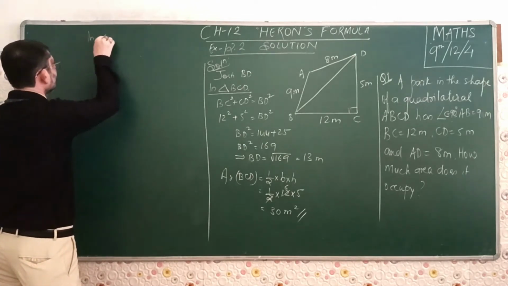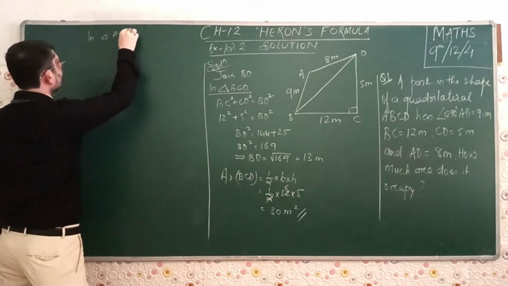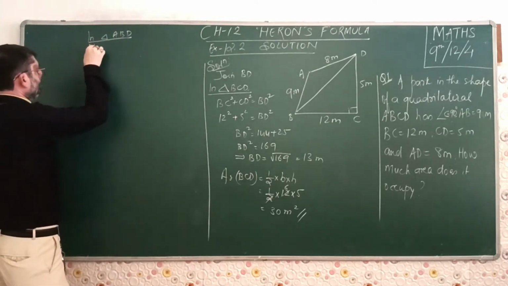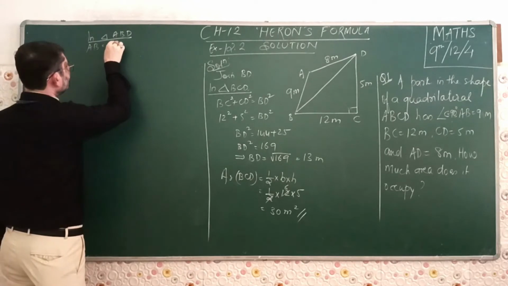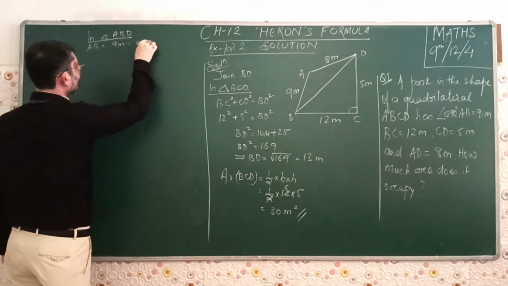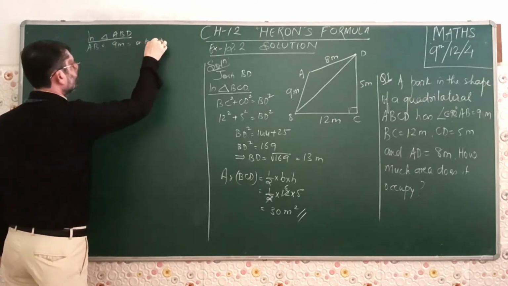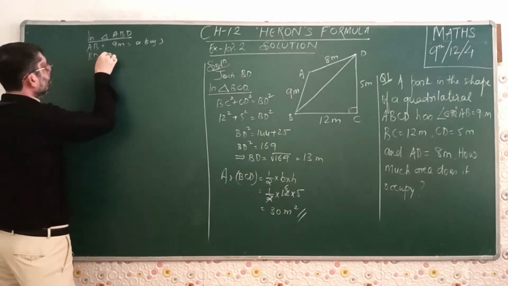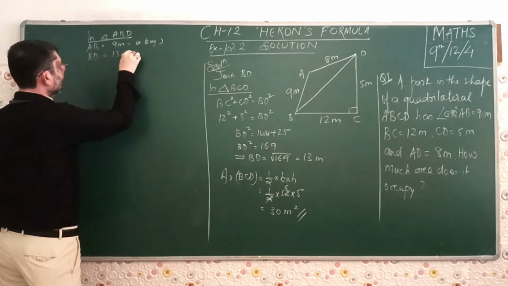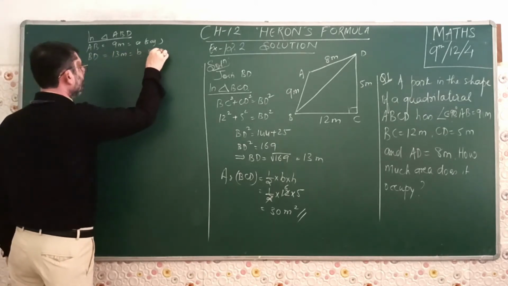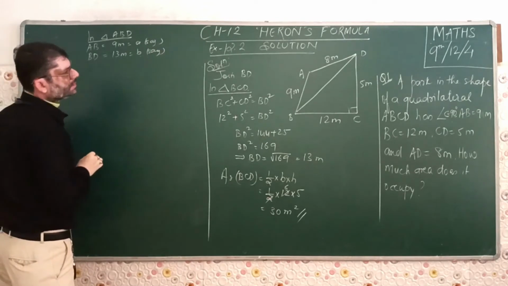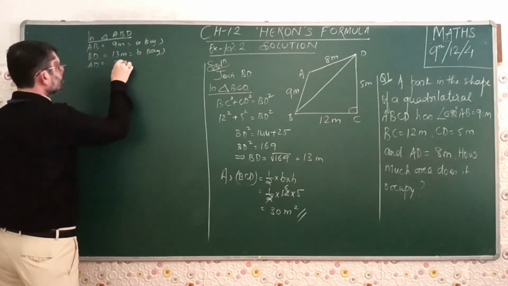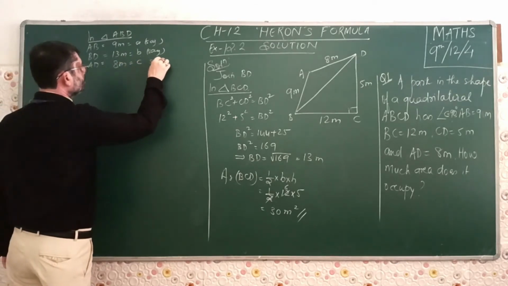So in triangle ABD, the three sides are given. AB is equal to 9 meters, that is given to us as A that we require for our Heron's formula. Then we have BD equal to 13 meters, that we have calculated, say B, and the third side AD is equal to 8 meters, the C side.